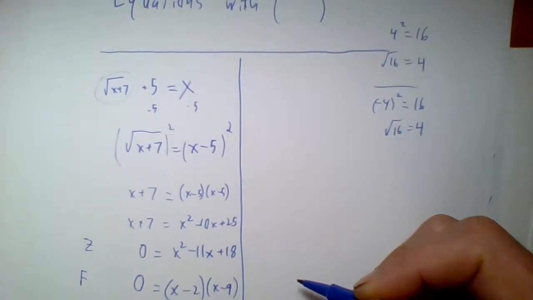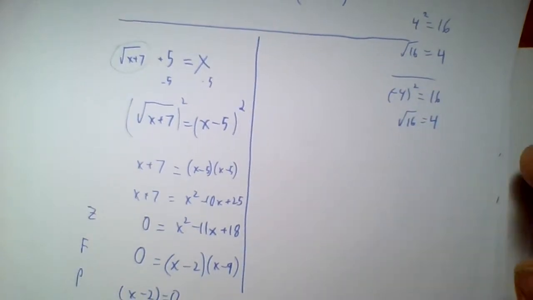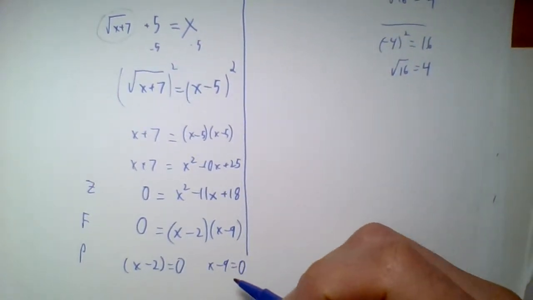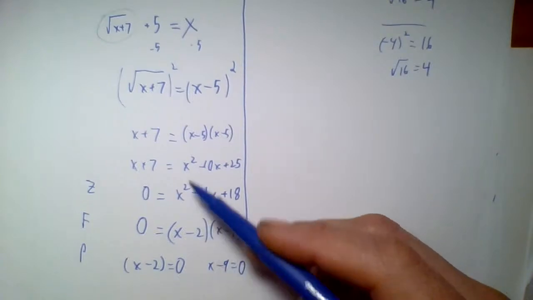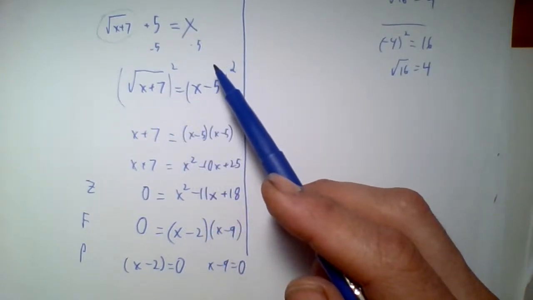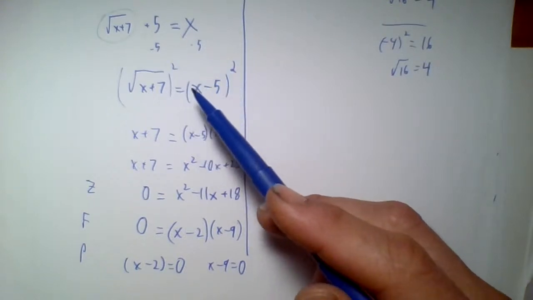A couple of nice factors from that. The zero factor property says either x minus 2 is 0 or x minus 9 is 0. Now, you don't necessarily get something this complicated when you do this. Squaring both sides, you don't know what you're going to end up with here. Sometimes you get a thing that needs to be factored. Sometimes you get an even simpler equation, but it gets rid of the radical.